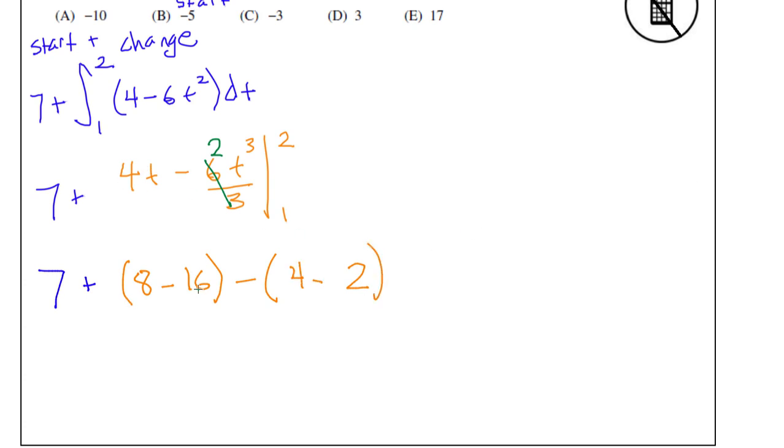Let's do some more mental math. 8 minus 16 is negative 8. 4 minus 2 is 2, so minus the 2, add on the 7. 7 minus 8 is negative 1. Negative 1 minus 2 is negative 3. And it looks like the answer is C. All right, that concludes Calculus Pretest 8.